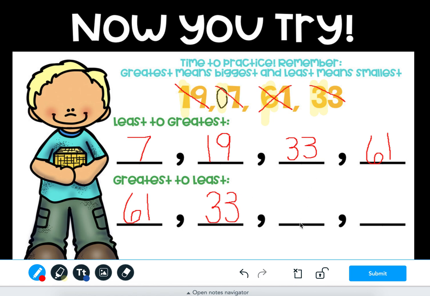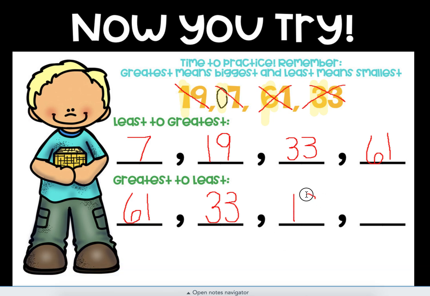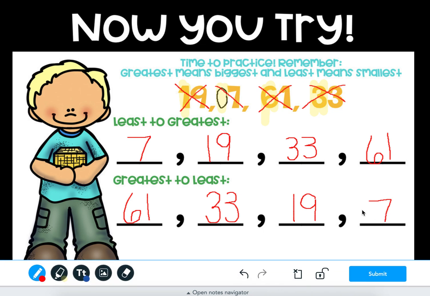I wonder what's going to go here. What's the next biggest number? I've already used 61, I've already used 33. I'm left with 19 and 7. I'm going from biggest to smallest. Which of these is the biggest? If you said 19, you are correct. That leaves me with one final number, which is 7. If you write the 0 in front of the 7, that's okay, but you don't have to.